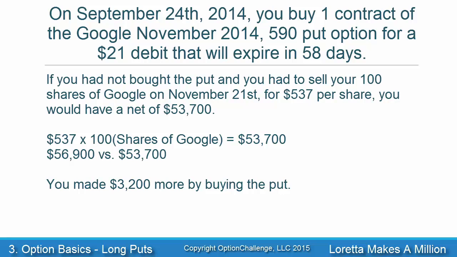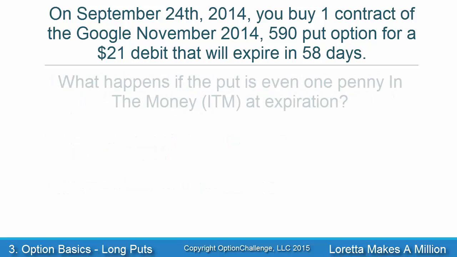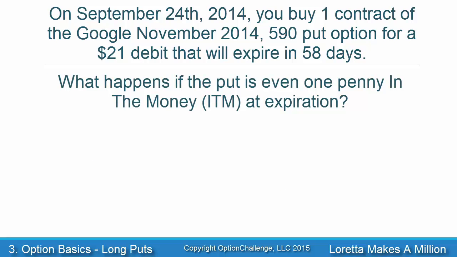If you had not bought the $590 put and you had to sell your 100 shares of Google on November 21st for $537 per share, you would have sold your shares for a net of $53,700. You made $3,200 more by buying the put. By buying the put, you protected your investment. You have the right, not the obligation, to sell your shares at any time before expiration.